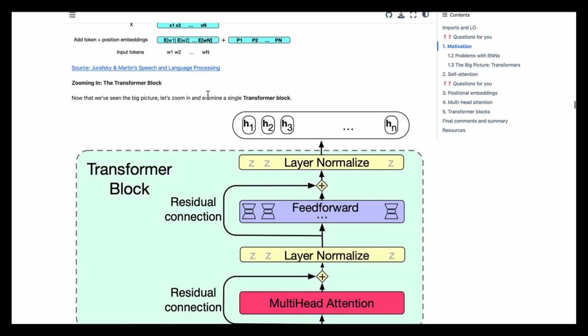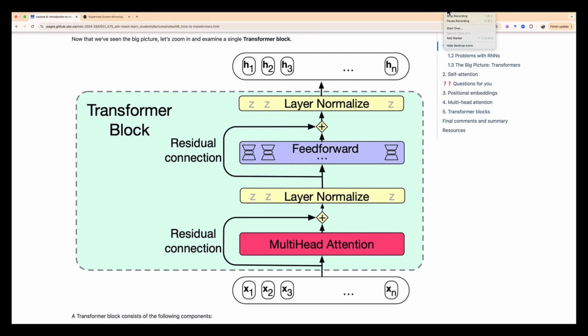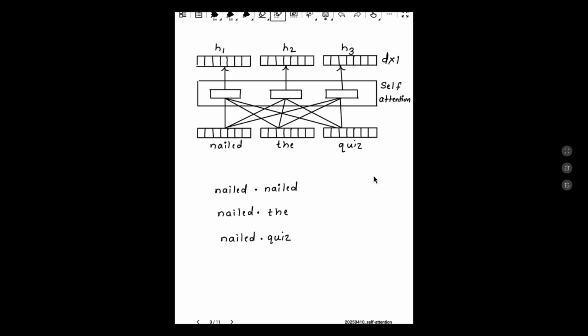Let's take a closer look at one transformer block or one transformer layer. Again, the input here is a sequence of tokens X1, X2, Xn, and the output is contextual representations of these tokens H1, H2, Hn. The most important component here is multi-head self-attention, which consists of multiple self-attention mechanisms running in parallel. So let's first understand self-attention, the core building block of transformers. What is self-attention?